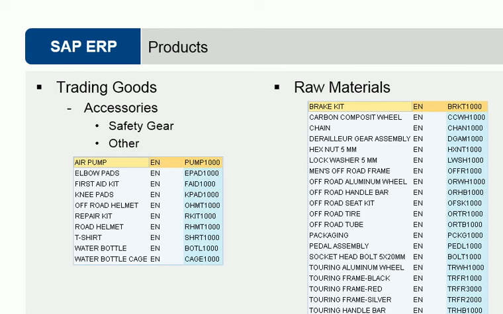We need, of course, raw material because we manufacture bicycles. So we need these small units that we assemble together in order to form the final product. So you see that we have a tire, a tube, a seat kit, an aluminum wheel, and when we cover manufacturing, you will see how we will create an actual plan to assemble these raw materials.